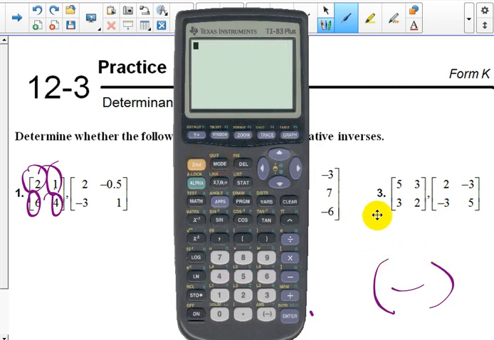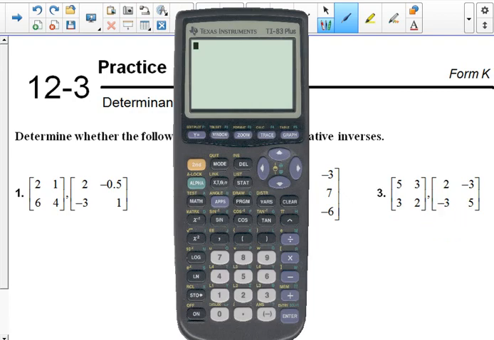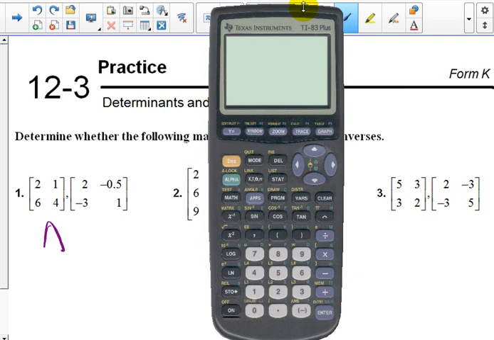Now, what we have to do, that little rule that said find out if they're multiplicative inverses. Well, we've got them both entered, so what we have to do is A times B and see if it makes that identity matrix. So let's do that.